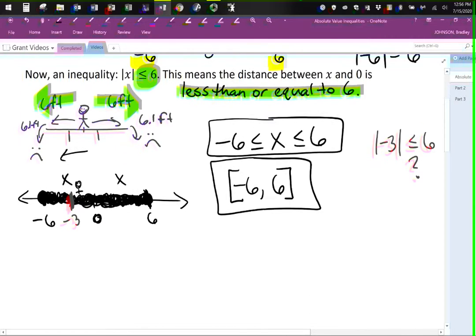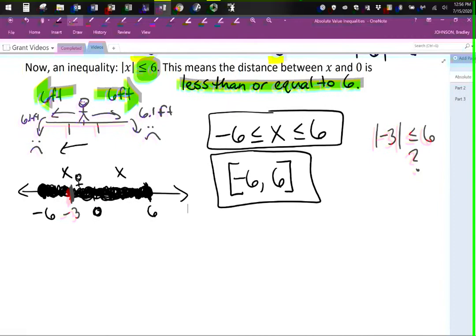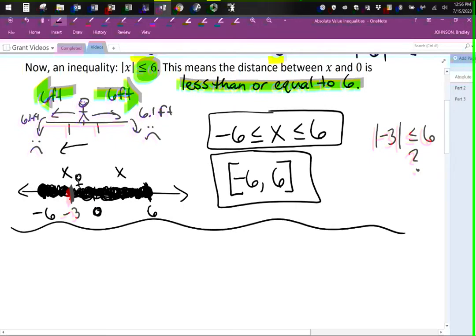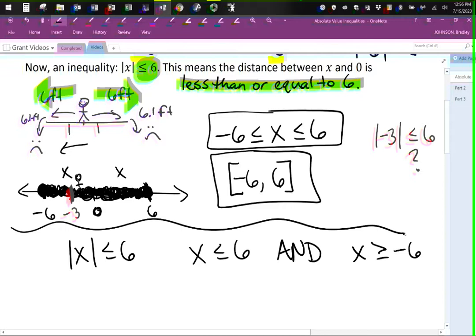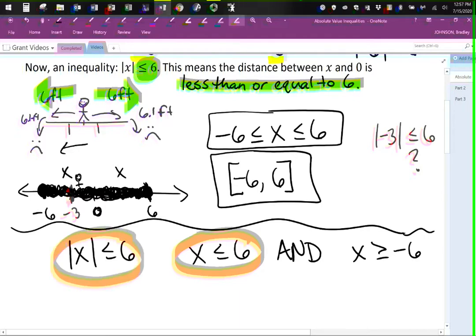Now, another way to think about this is by splitting it up. So if we look at absolute value of x less than or equal to 6, we could really say that x is less than or equal to 6, and we say that x is greater than or equal to -6. So let's think about where this comes from. X less than or equal to 6. You could actually see that this came straight from here. That's just basically rewriting it.